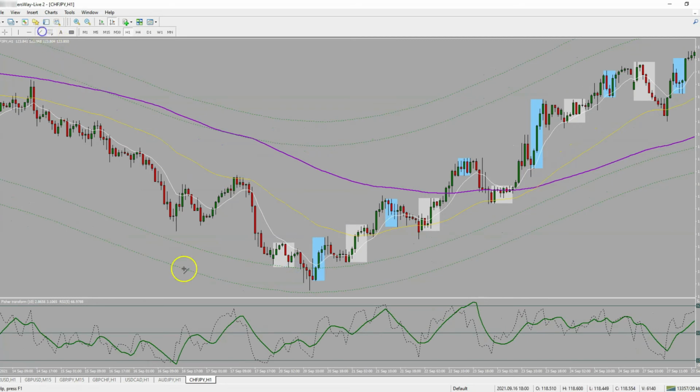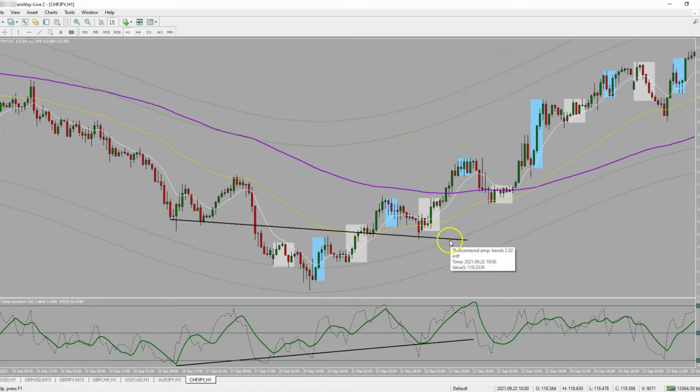We had the divergence. I said I wasn't going to draw these divergence lines anymore because I really want y'all to be able to spot this stuff. But I realized that there's a lot of newcomers looking, so I don't want to leave you hanging. But anyway, here's our divergence. Price is going down on our candles, but it's going up for the Ehlers Fisher.